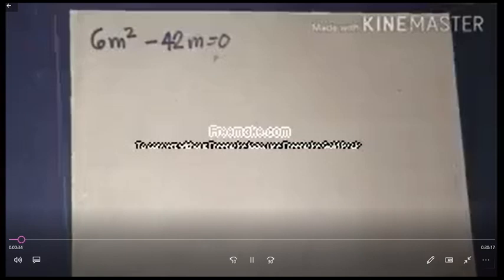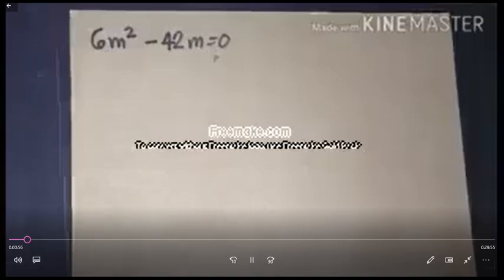Third, we apply the ZPP or the zero product property by setting each of the factors equal to 0. Then fourth, we solve for the resulting equation. Then last is to check. This is the most important step because in this step, we can identify whether the obtained values of the variable are real solutions or not. So for example, we have 6m squared minus 42m.